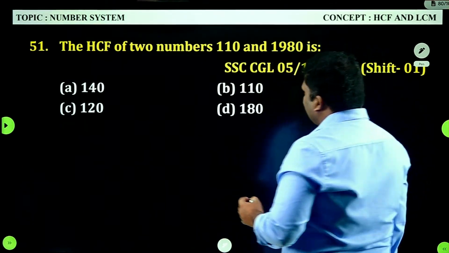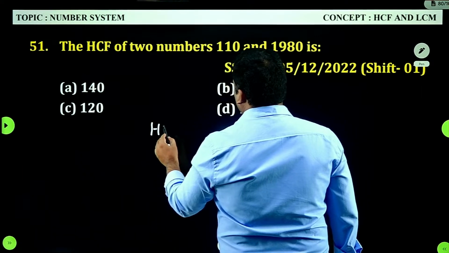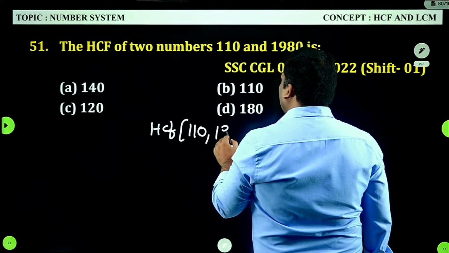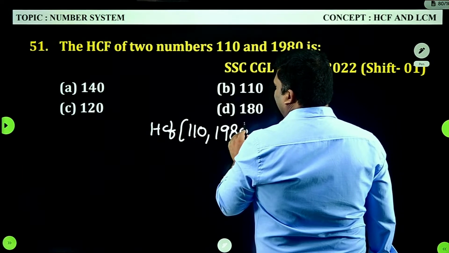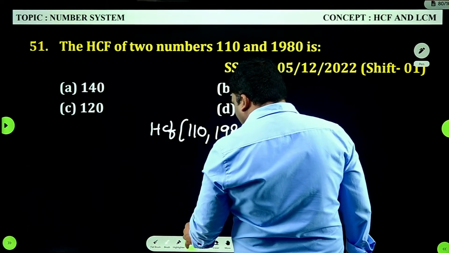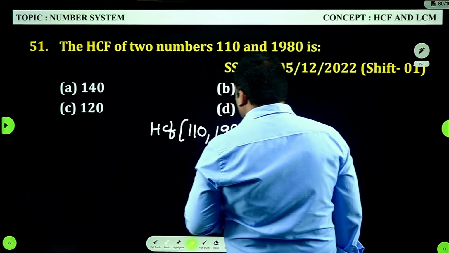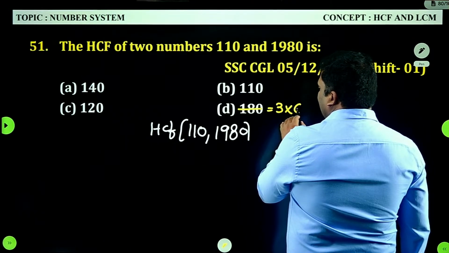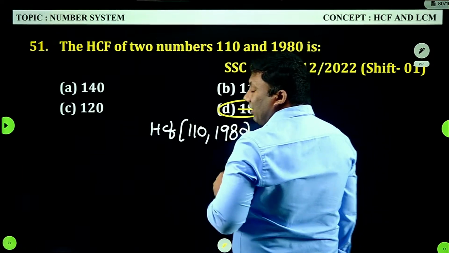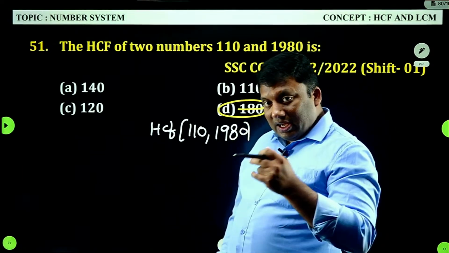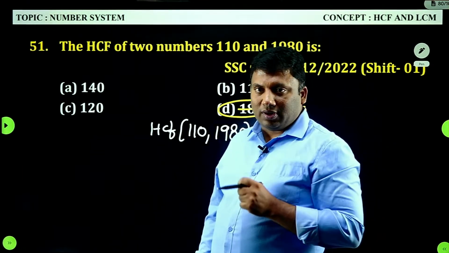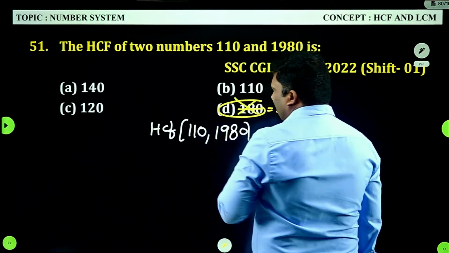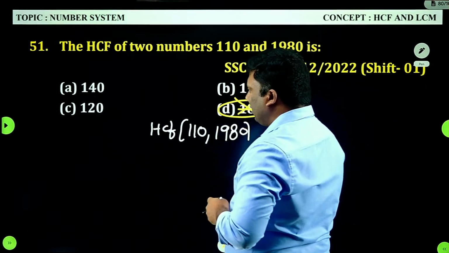Now see, HCF of 110, 1980. Just by looking at the question, 180 is 3 into 60. The answer is divisible by 3. If the answer is divisible by 3, all the input numbers should be divisible by 3 in HCF. 110 is not divisible by 3.